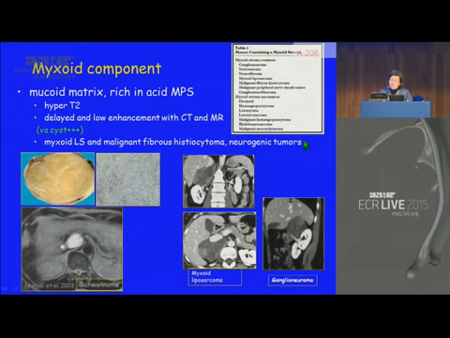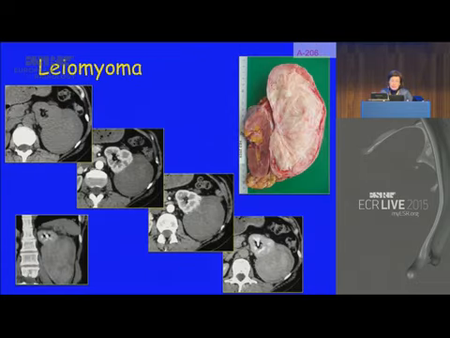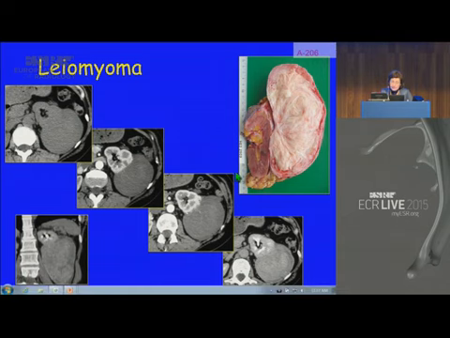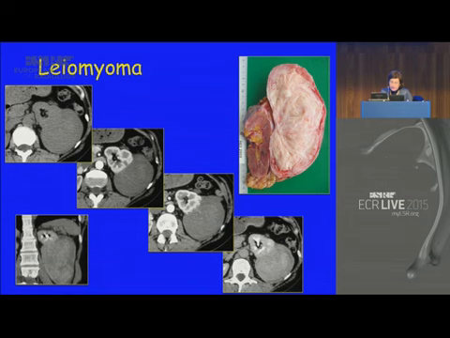A myxoid component may be seen in numerous tumors, including neurogenic tumors, but also myxoid liposarcomas, histiocytomas, and more rare tumors that are listed here. This is an example of a leiomyoma with a fibrous and a myxoid component, and you can see the progressive enhancement on the delayed phase images, a slow and progressive enhancement.